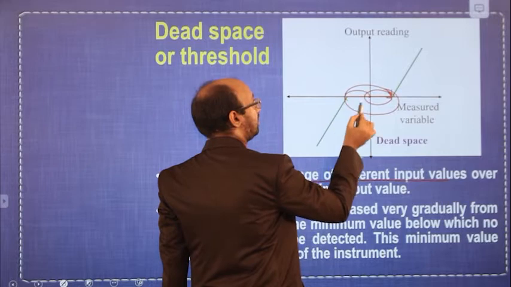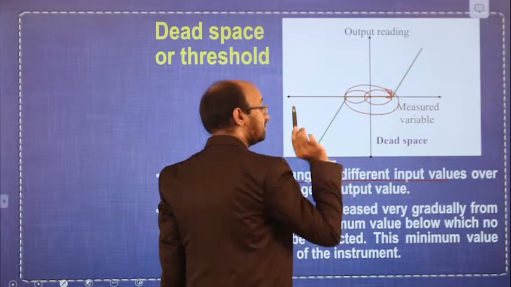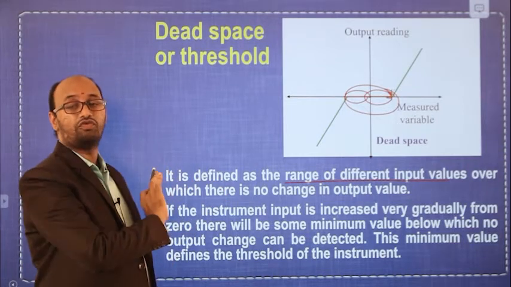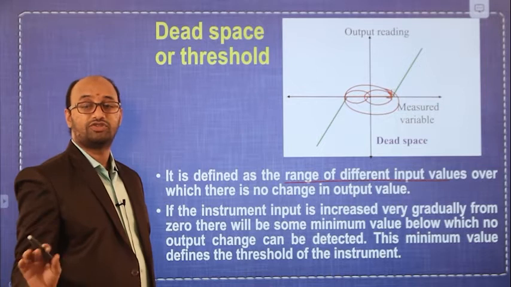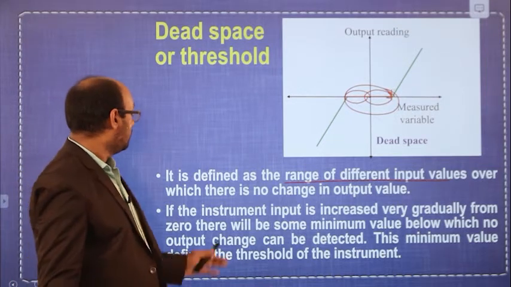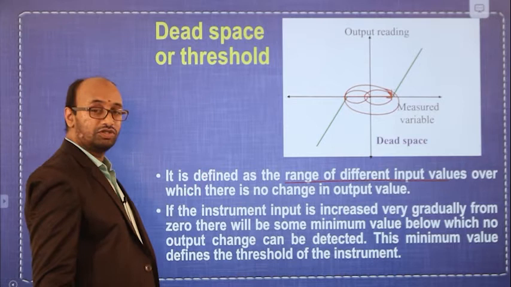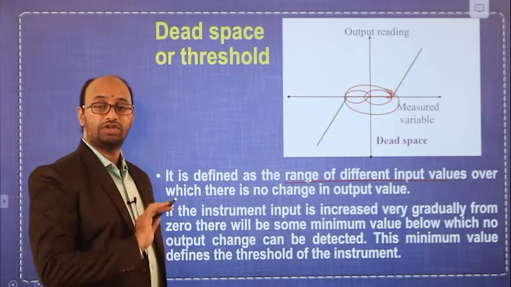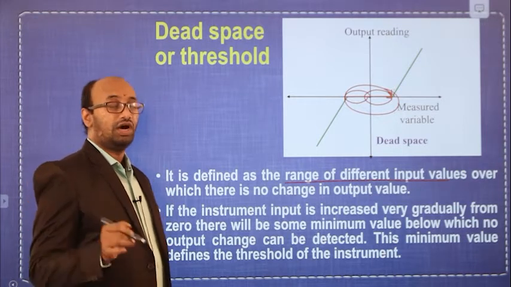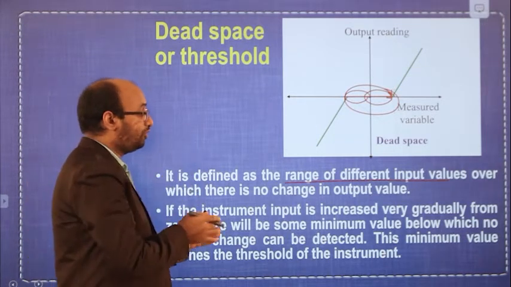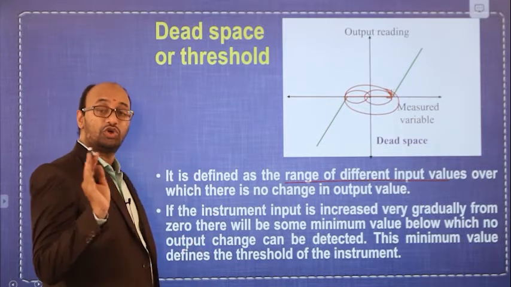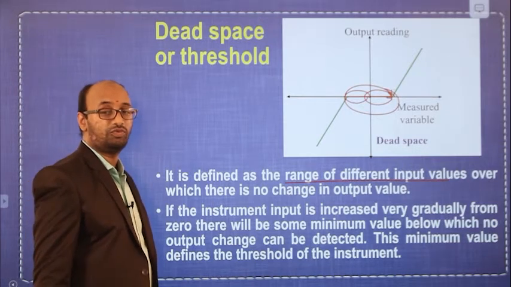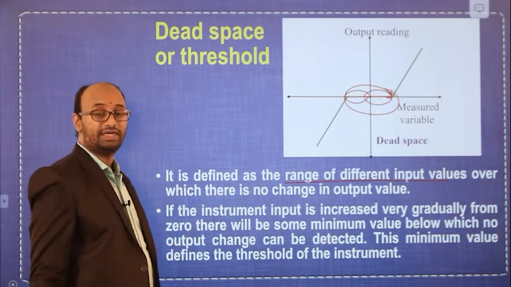Similarly on the other side. And this space is called dead space. So dead space is the range of different input values over which there is no response from the instrument or there is no change in the output. So let us see what is the threshold. When the input is increased gradually from 0, there is some minimum value below which there is no change in the output. As long as the instrument input exceeds this threshold value, then only there will be change in the output. The instrument starts responding to the input once it crosses the threshold limit.